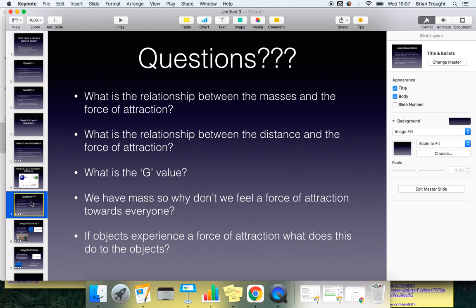Okay, and the last question is, if we have a force of attraction according to Newton's law of gravitation, what does that force do to the objects? And that's more of a general question. What do forces cause? Okay, so you should have a few answers down on the page right now. Let's go to using the formula.